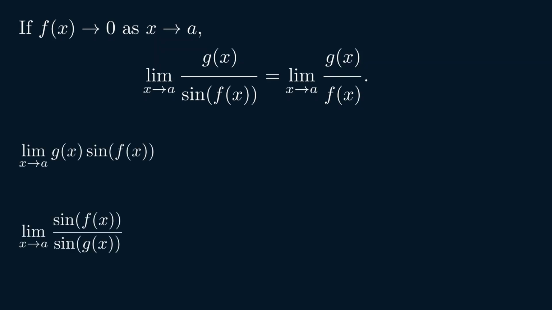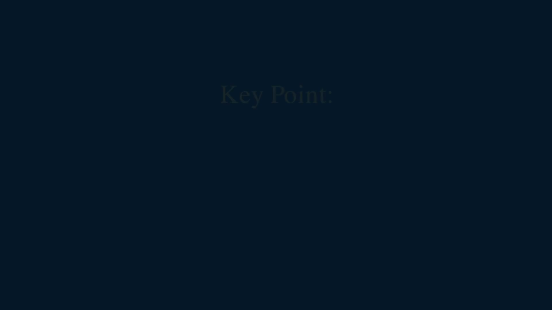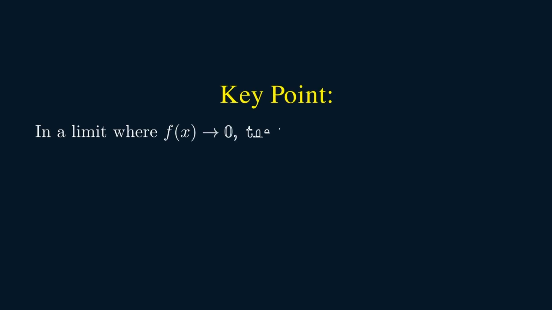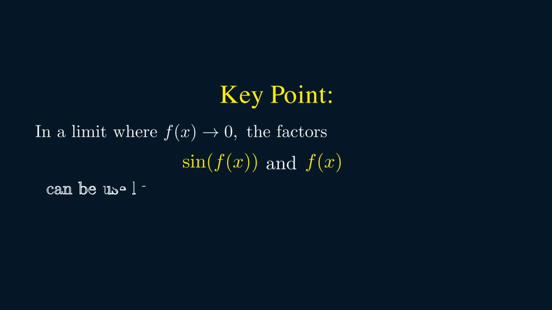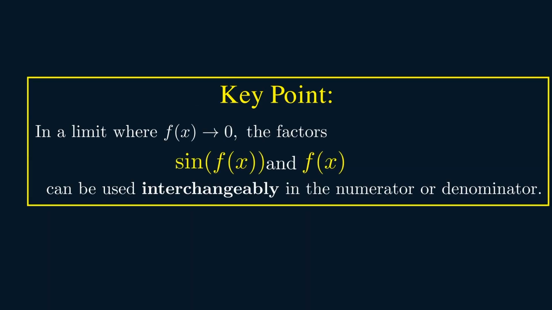What if the function is not in the form discussed so far? Using the process discussed earlier, we can easily verify that each sine function factor in the numerator or denominator can be replaced by its input alone as long as the input approaches 0. The key point of our discussion is, in a limit where f of x approaches 0, the factors, sine of f of x and f of x, can be used interchangeably in the numerator or denominator.